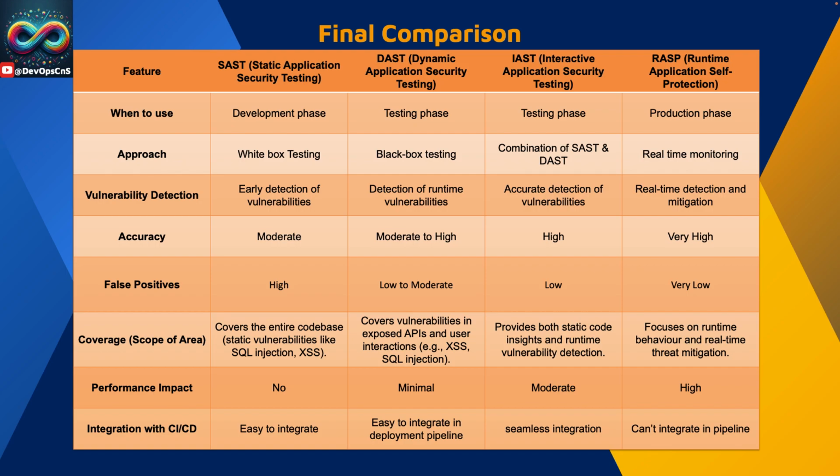So next feature is integration with CI/CD. SAST is very easy to integrate with the CI/CD process. DAST, again I will say, is very easy to integrate in the deployment pipeline. IAST is very easy to integrate, there is no problem. And RASP, we can't integrate with the pipeline because RASP tools come into the picture after the production deployment.